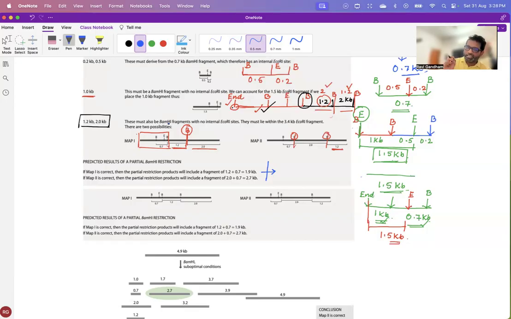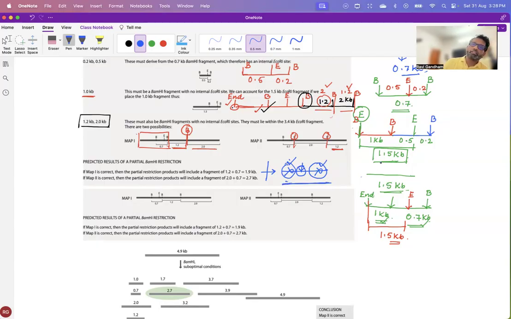Once again, I'm repeating. Why are we doing partial digestion? We are doing it to look at, for example, if there is a site like this here. This site ideally should give you two fragments, this and this. Now, under partial digestion, it may so happen that you may not get these fragments completely. You may have these fragments, but at times you may have this complete fragment as well, without digestion.